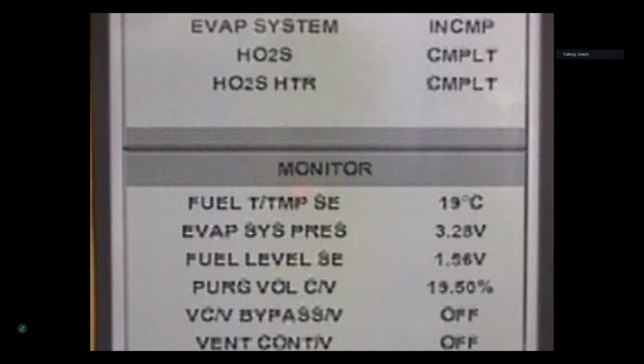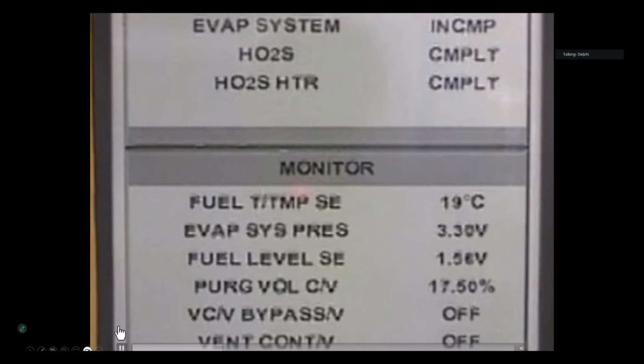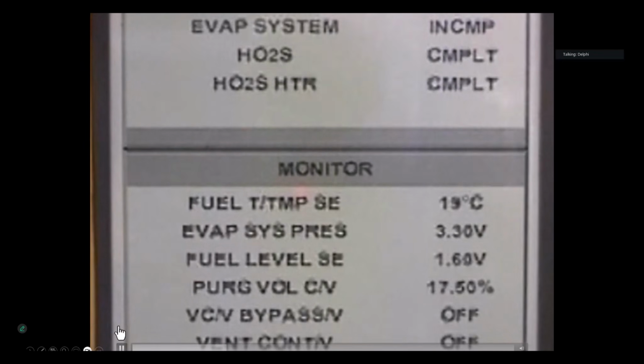The key is watch these right here. Watch these two, or these three. This will be 0, this will be on, this will be on. That's when the monitor test runs. And this number is going to go up. So let it go, let it go.